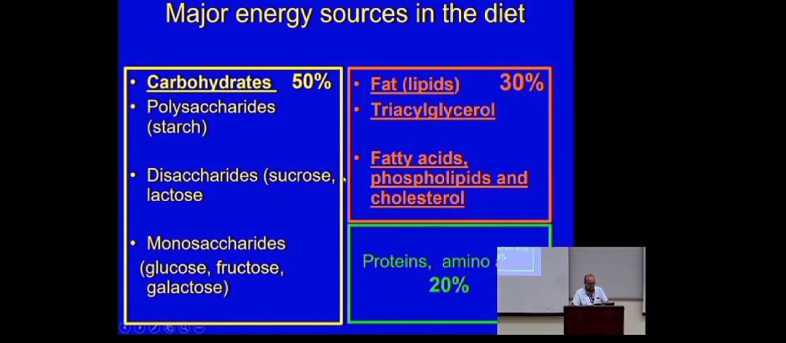But this is your more traditional average diet. So 50% from carbs, 30% from fat, and about 20% from protein. Carbs, really polysaccharides, disaccharides, monosaccharides, will eventually all be metabolized to give you glucose, fructose, or galactose, and those can be metabolized further. The majority, 90% of dietary fat, is TAGs.